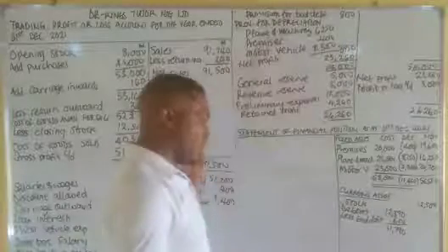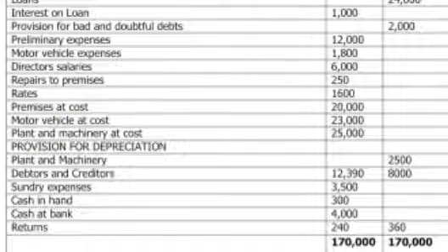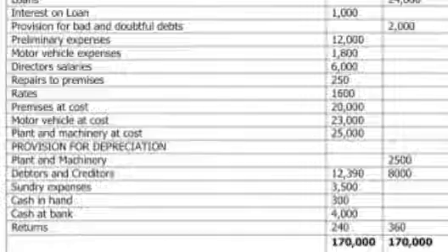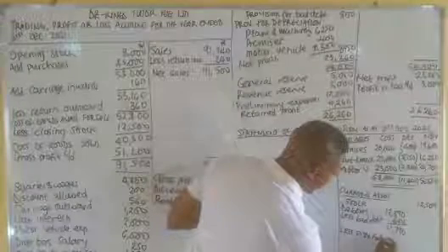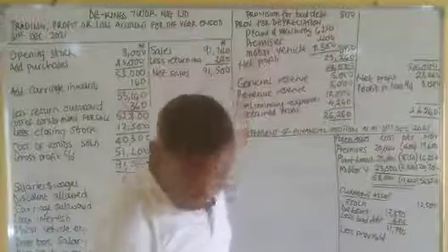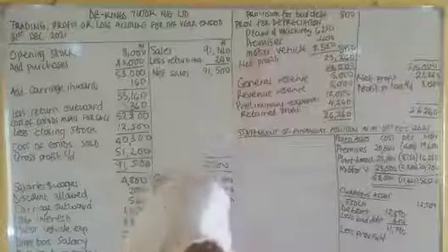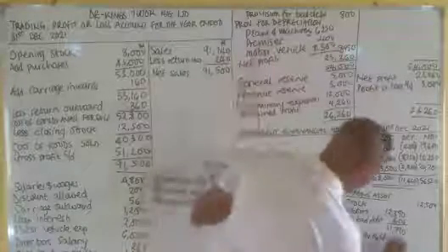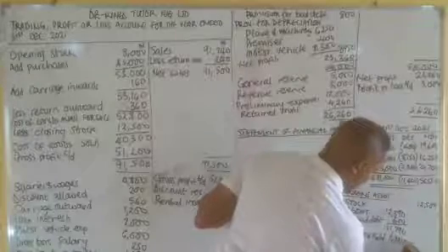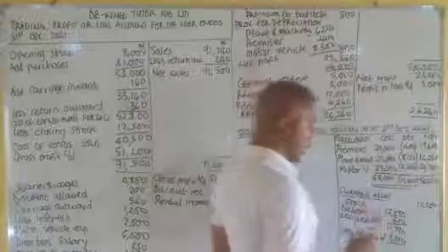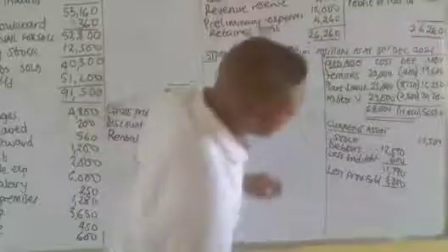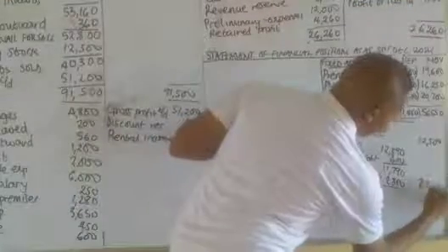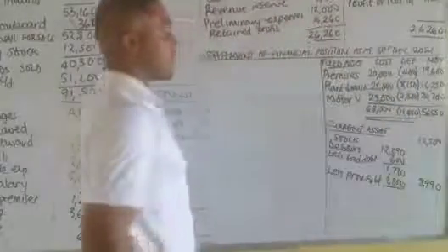Why? Now before we can add, less provision for bad debt. The provision for bad debt is now 2,800, the one they say we should increase it to. So this minus that will give us 8,990. So 8,990 is now the new debtors figure.